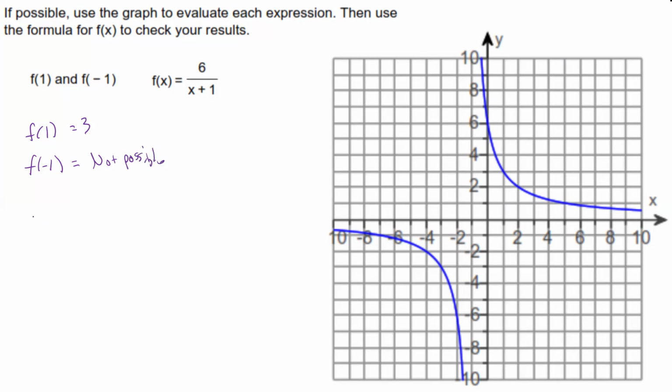Okay. Now, does that fit with what the equation over here says, or the function? 6 over, and then we have 1 plus 1, and 6 over 2. 6 divided by 2 is 3. That works. What about f of minus 1? We have 6 over minus 1 plus 1. Well, that's 6 over 0. That's not possible.